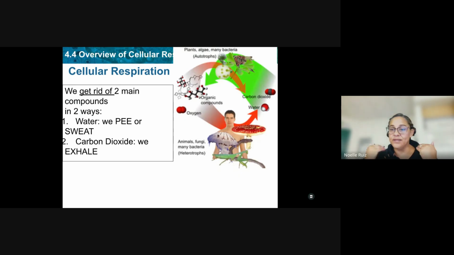We also get rid of two main compounds in two ways. We get rid of water. We pee, we sweat. Both of those things are normal bodily functions that get rid of water for us. And yes, we need water, but sometimes our bodies have too much water and we got to get rid of it. And then carbon dioxide, we exhale. Like I said, 8 billion people on the planet always breathing, taking in oxygen, breathing out carbon dioxide.